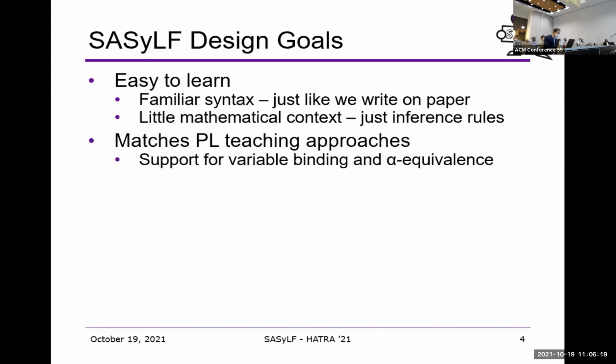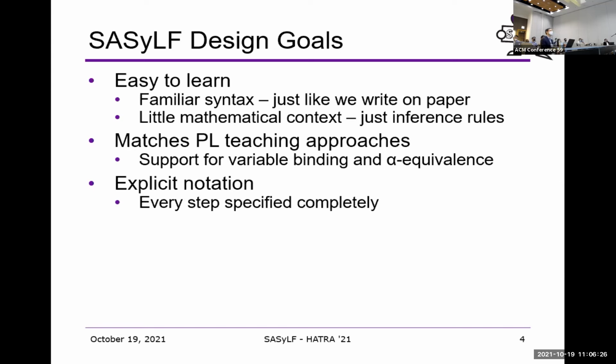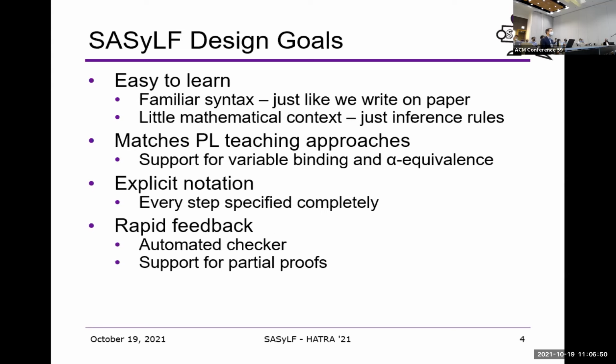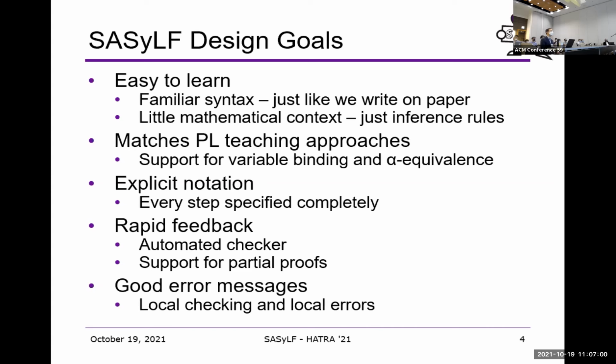We want to match programming language teaching approaches, so support for variable binding and alpha equivalence. We want explicit notation, because we want students to write proofs explicitly. This is maybe the opposite of what you want if you're familiar with programming in Coq, where you write scripts that are very high level and kind of the scripts write the proof for you. But we want the students to write the proof step by step in what an expert might consider maybe annoying detail. But for students, it's part of the learning process. Finally, rapid feedback. So an automated checker, of course, any proof assistant will provide this, and support for partial proofs. Finally, good error messages. So we want to give the error messages very locally in terms of what you're doing.